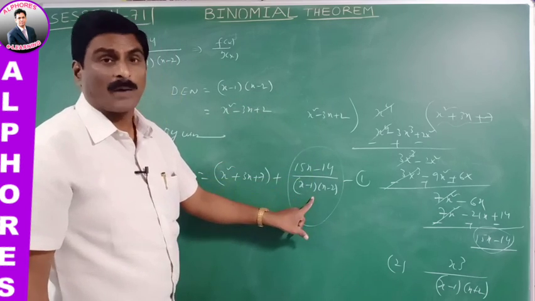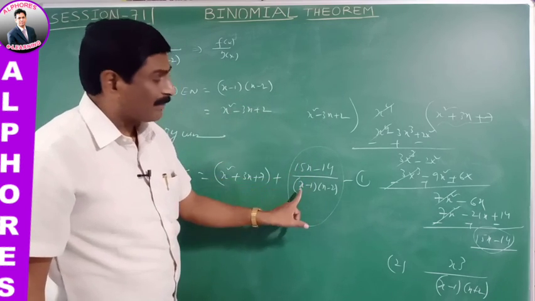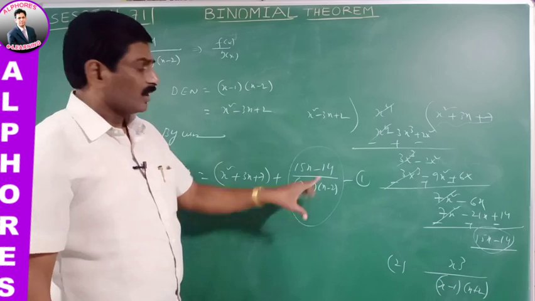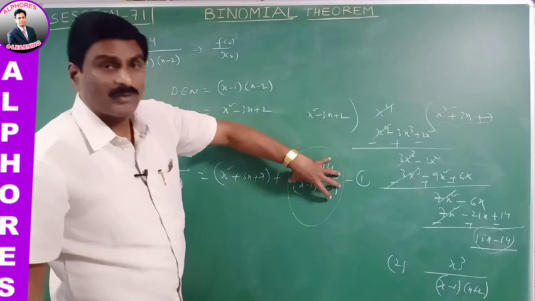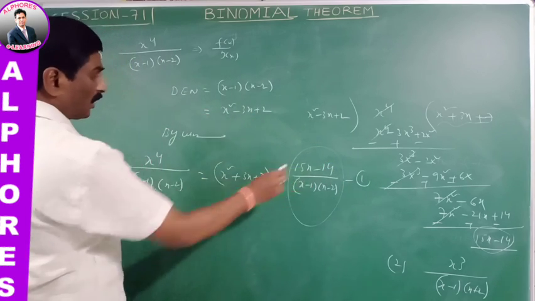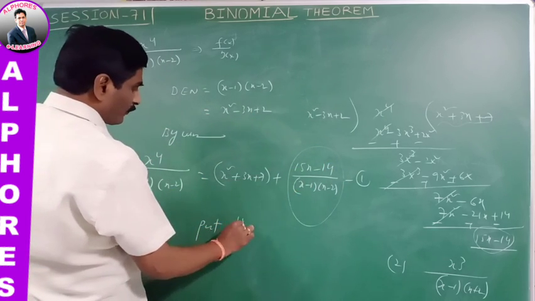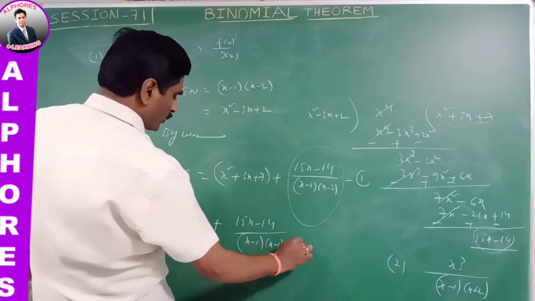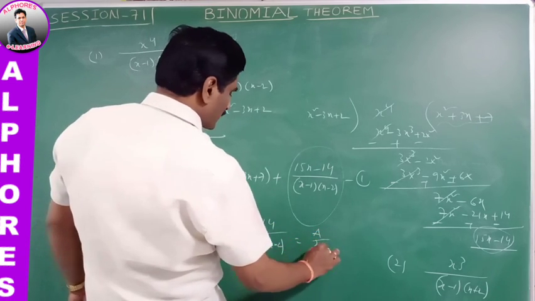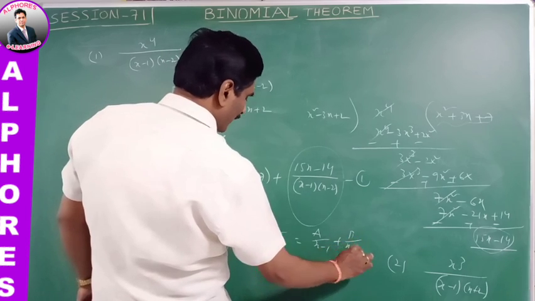In this case, it is a proper fraction and at the same time the denominator contains non-repeated linear factors. So it is easy to resolve into partial fractions. So separately you take this value and find the partial fractions. So put 15x minus 14 by x minus 1 into x minus 2 is equal to a by x minus 1 plus b by x minus 2.